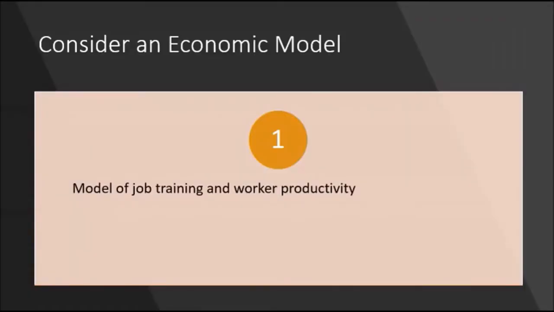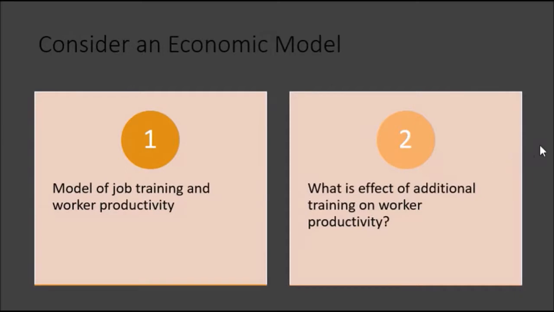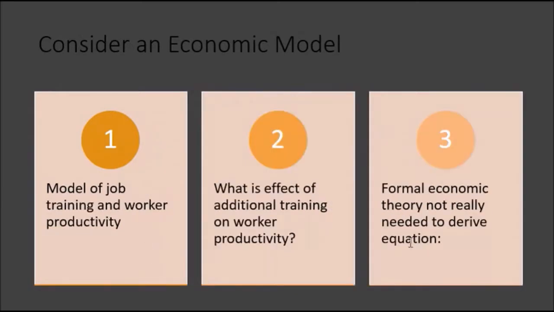Now, suppose we consider an economic model. Today we're just going to be working on a typical model that involves job training and worker productivity. I'm going to classify this as the wage equation, which is quite famous, from Becker, 19 so and so. So it's formulated by a previous statistician. The kind of question we should always consider in these economic models is what is the effect of additional training on work productivity, and of course the formal economic theory is not really needed to derive a typical equation.